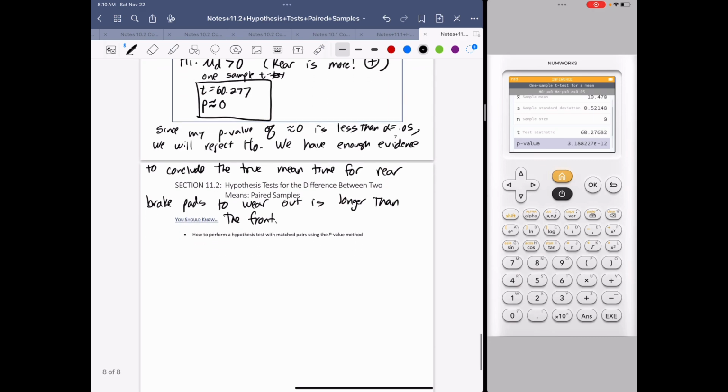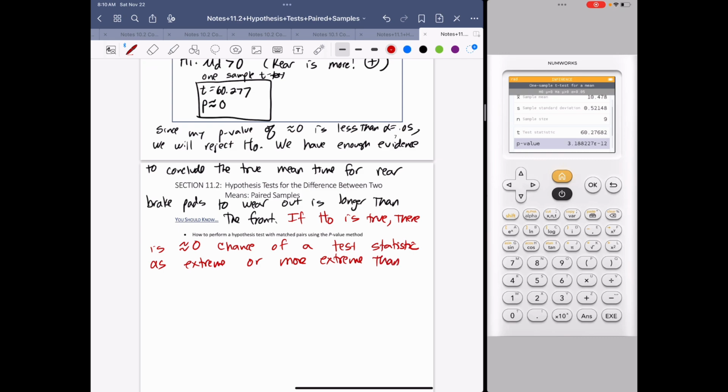And lastly, for my p-value, I'm going to say if H0 is true, there is an approximately 0% chance of a test statistic as extreme or more extreme than ours. And ours is t equals 60.277.